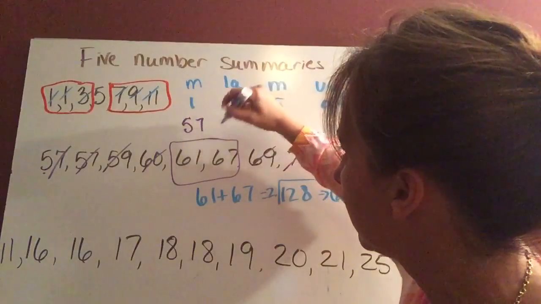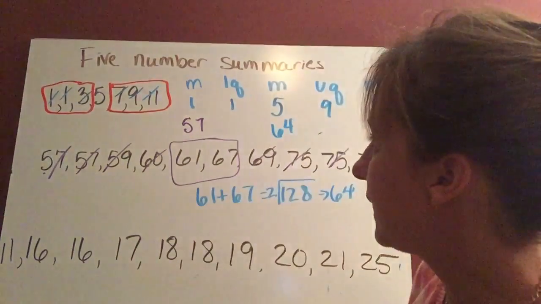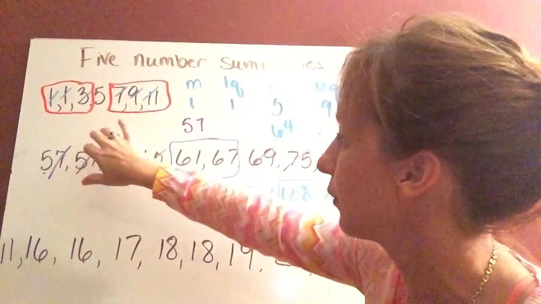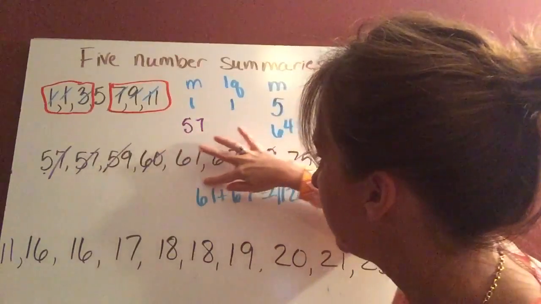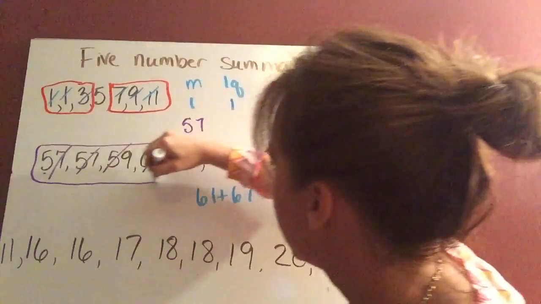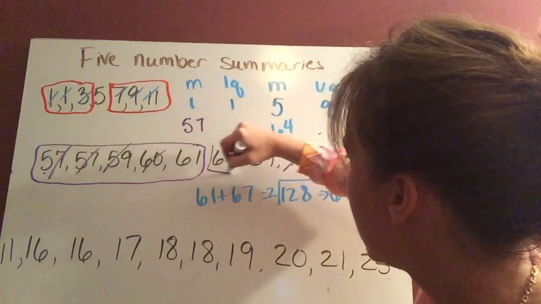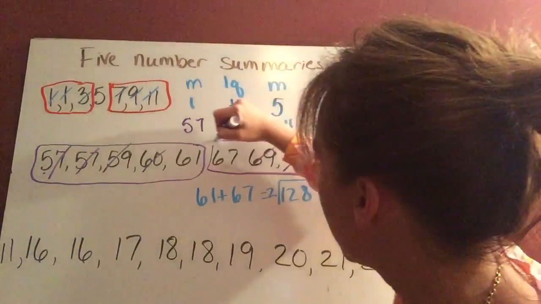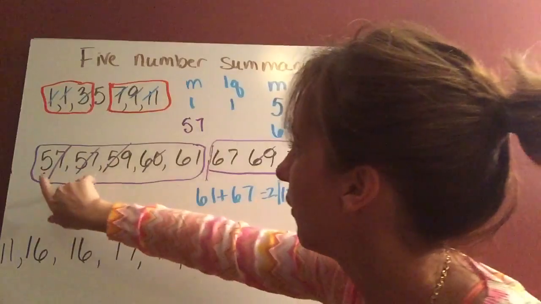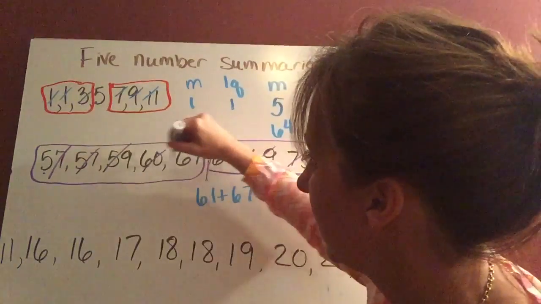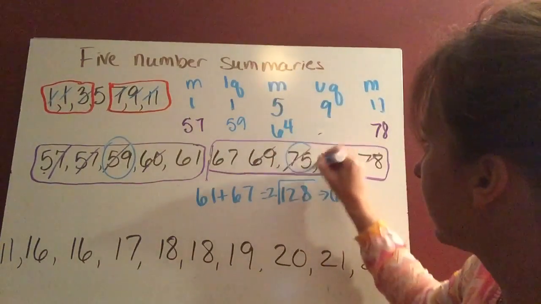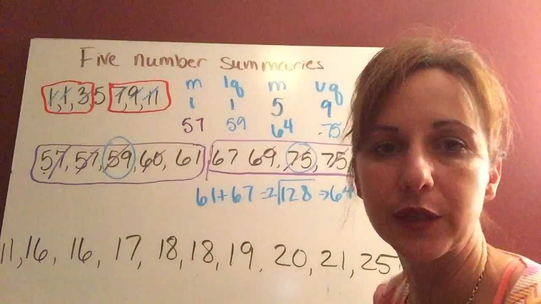Now, this is where it gets a little bit different. Because 64 is the median, and the rule is you don't include the median to find your lower and upper quartile, 61 and 67 are actually going to be included in this data set. So this is where I find the lower quartile, and this is where I find the upper quartile, because the median, 64, is in the middle of those two boxes. So when I find the middle of these, 59 is my lowest quartile, and 75 is my upper quartile.